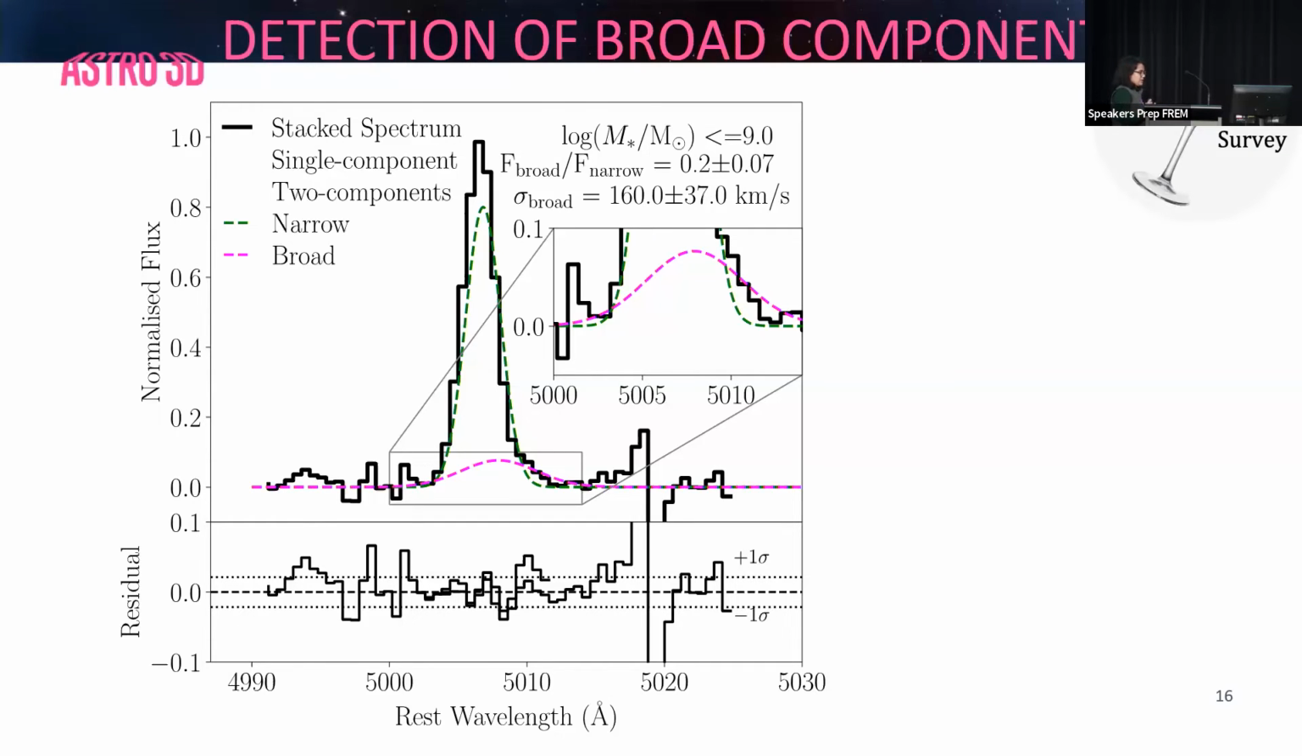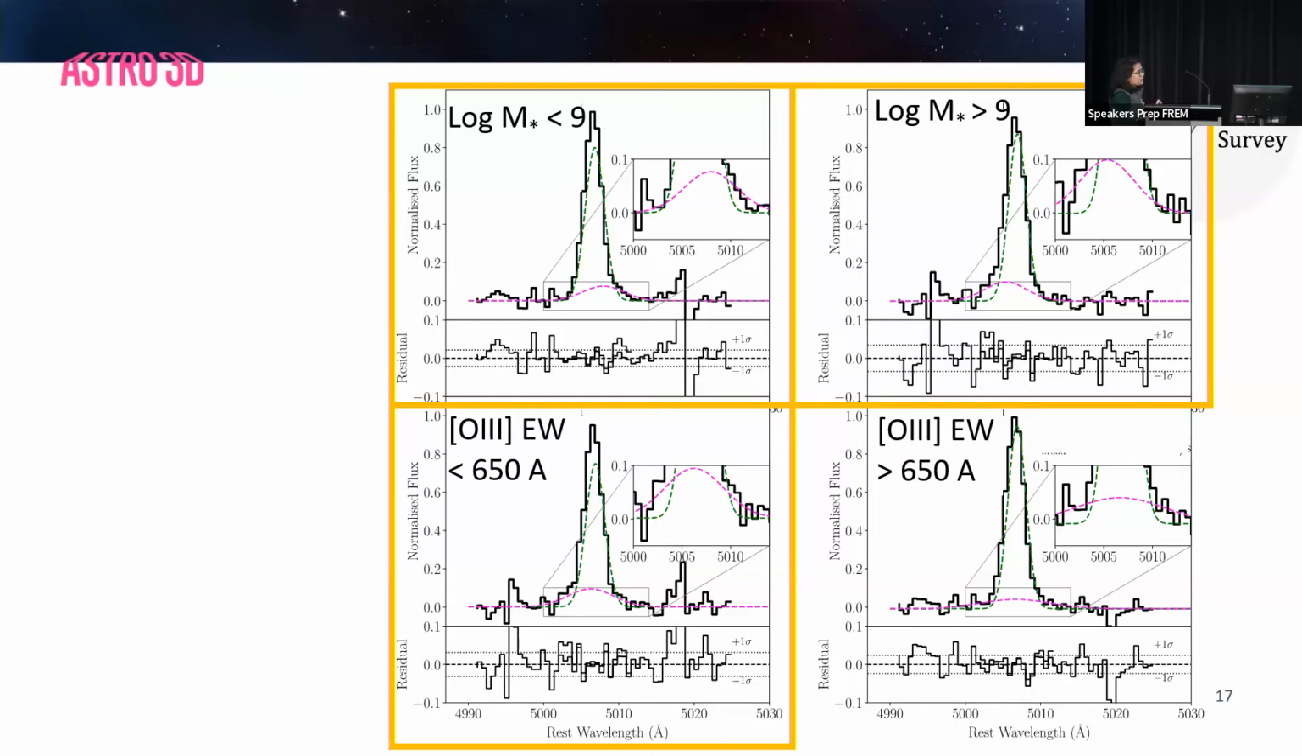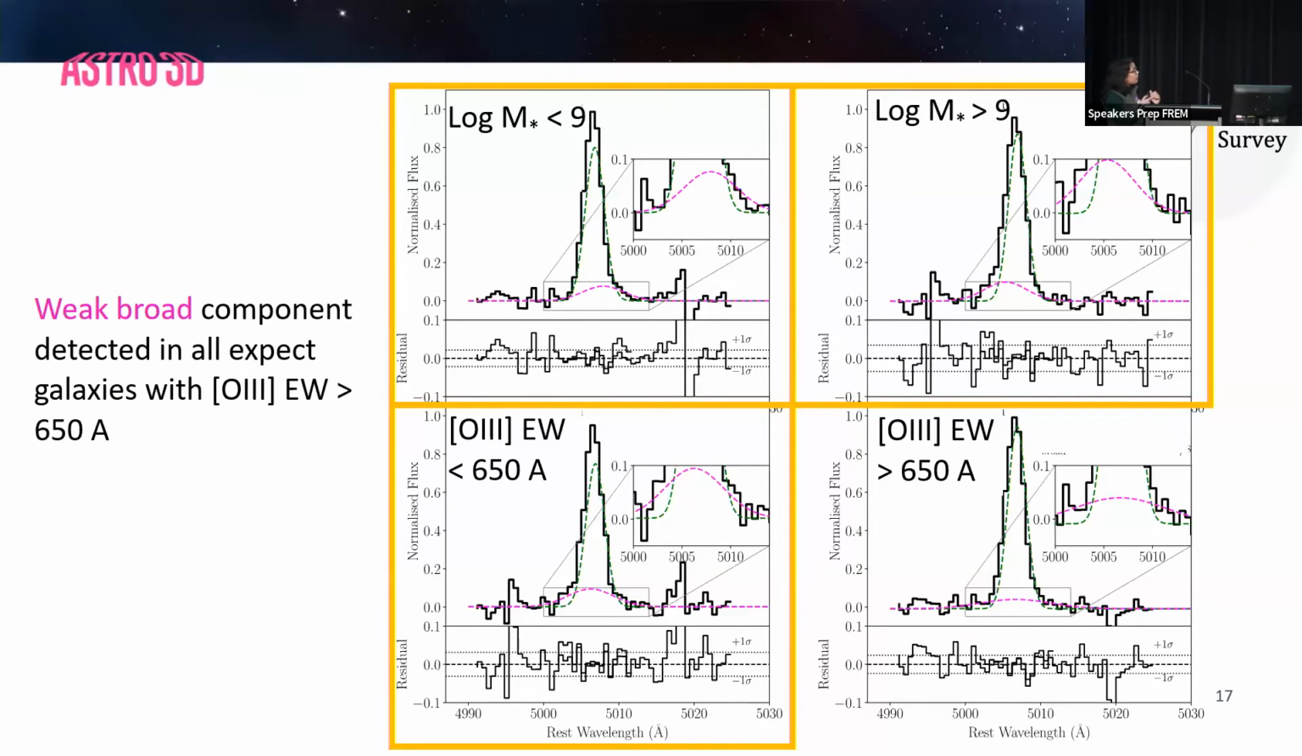All right, we tried binning our galaxies in different bins: low mass, high mass, high O3 equivalent width, low O3 equivalent width. We detect this really weak broad component in almost all of our stacks, except for galaxies with high O3 equivalent width.